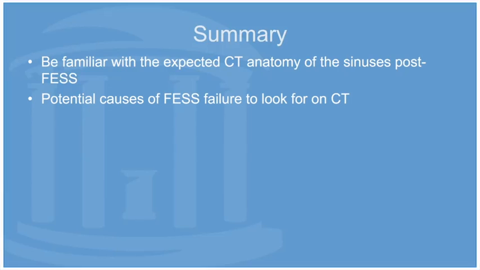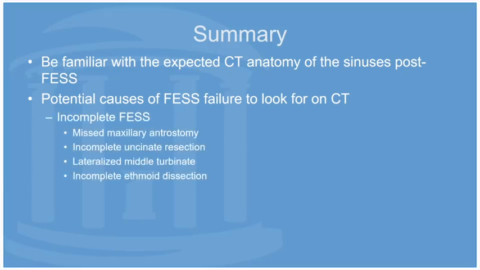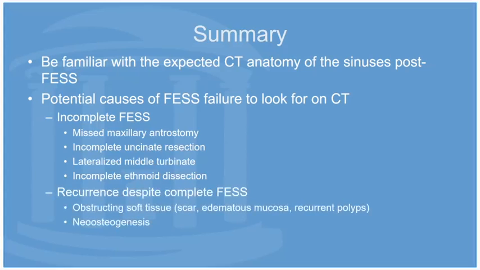These include factors related to incomplete surgery, such as a missed maxillary antrostomy, incomplete uncinectomy, middle turbinate lateralization, and incomplete ethmoid dissection, as well as entities leading to recurrence following a technically adequate surgery, usually the development of some sort of obstructing soft tissue or neoosteogenesis within a previously opened sinus ostium. By looking for and describing these findings when present, hopefully you'll be able to provide a little bit more value in your post-FESS CT reports.